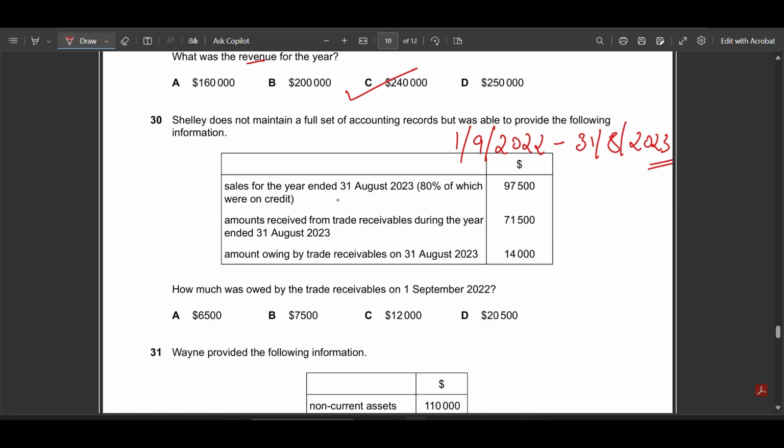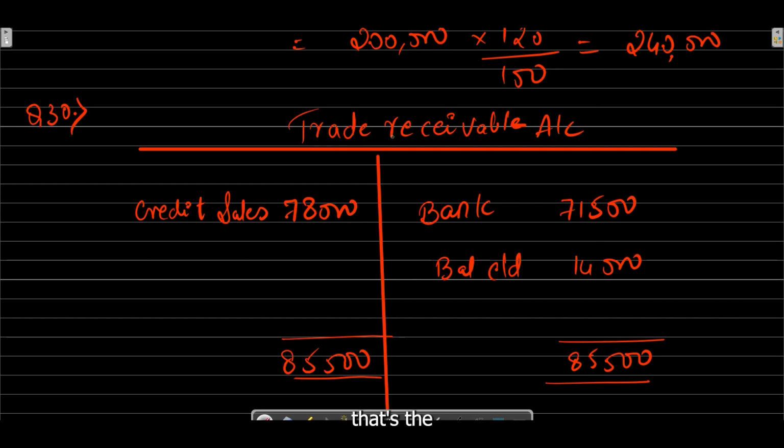In this, they have spoken about sales for the year ended 31st August, which was 97,500, out of which 80% was credit. So I am taking total sales, which includes cash sales also, so 80% is credit. 97,500 into 80% will give you 78,000. So what's the journal entry whenever I'm doing credit sales? It's trade receivable account debit to sales credit. So trade receivables have been debited. That's the reason I'm writing 78,000 on the debit side of trade receivables.